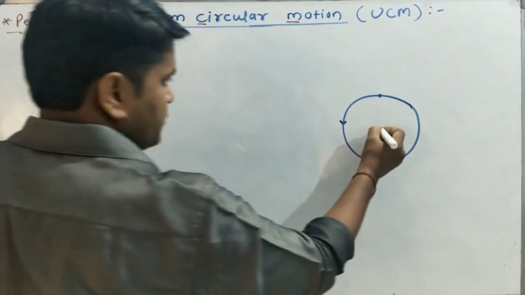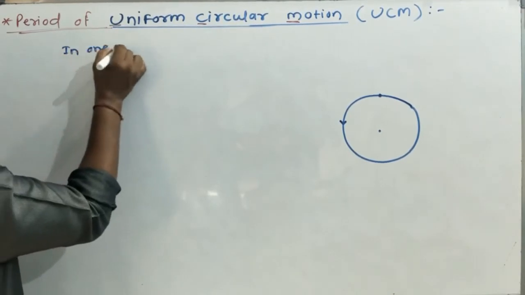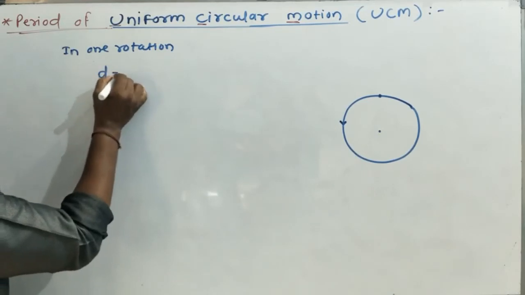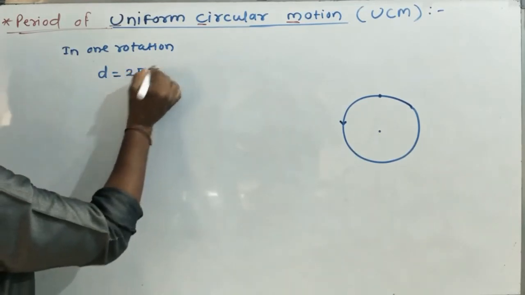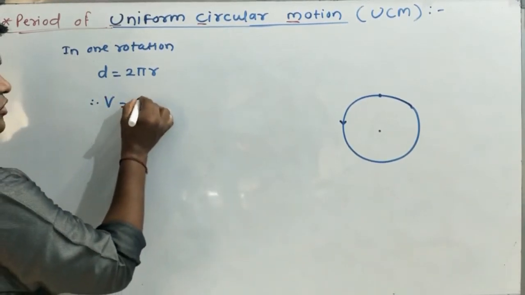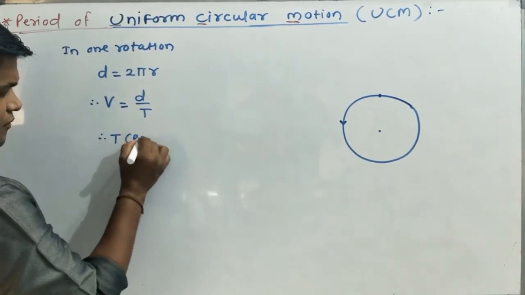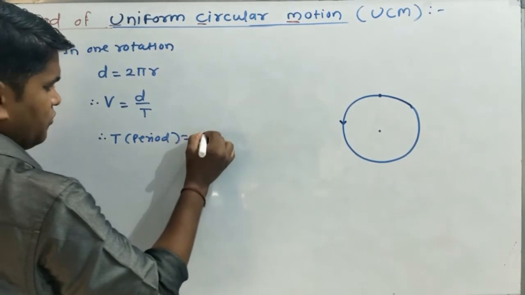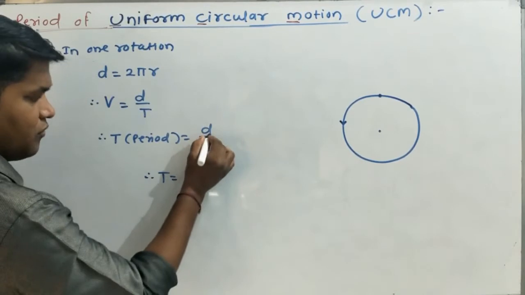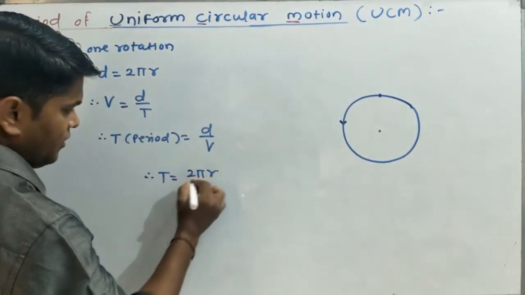Consider this diagram. Suppose the particle is here. In time t, or in one rotation, how much distance is completed by the particle? It is the circumference, 2 pi r. Understood? Therefore, its linear velocity, velocity is equal to distance upon time. So we get the time or period, which is equal to distance upon velocity. So we get t is equal to 2 pi r upon v.